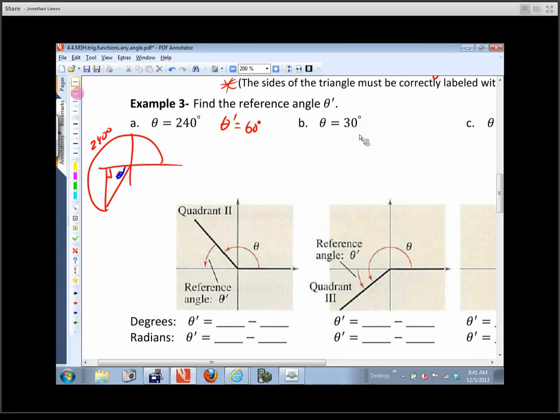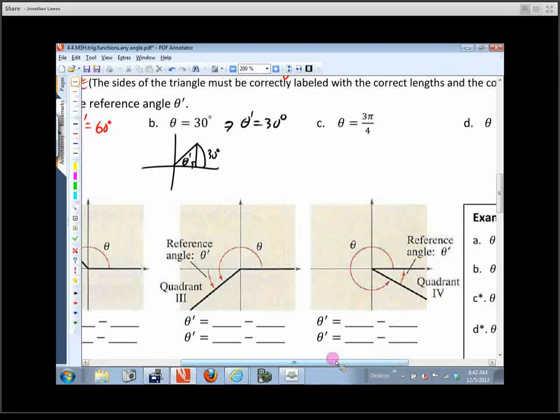Let's take this one right here, a 30-degree angle. 30 degrees is right here. This would be theta prime. I could draw the reference triangle right there. If this angle from standard position is 30 degrees, what would theta prime be? How big is that little angle right there? 30 degrees. So in quadrant 1, the reference angle is the same as the angle itself, as long as you've got this acute angle.